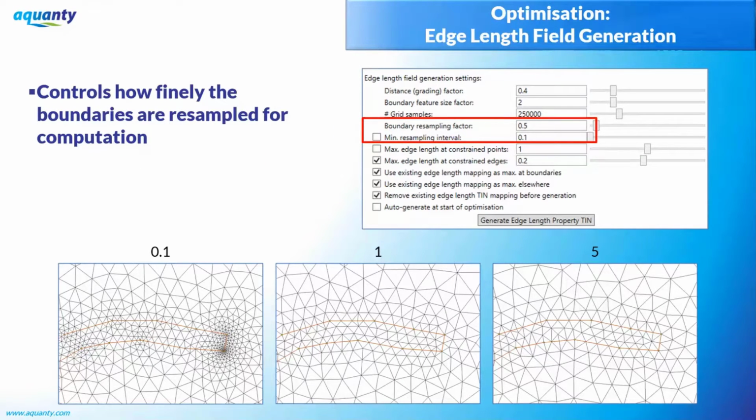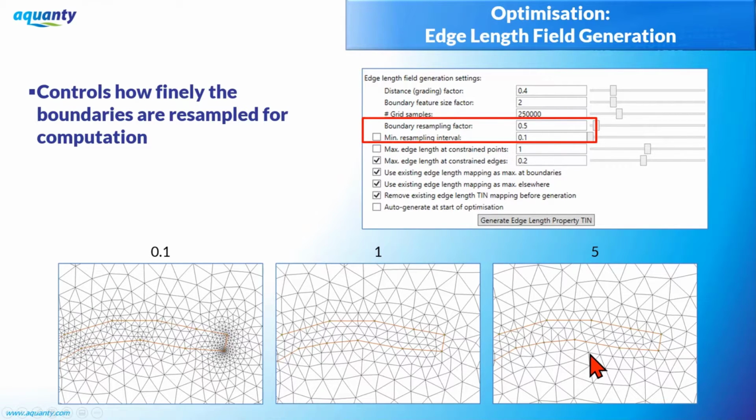Next, we have the boundary resampling factor. This controls how finely the boundaries are resampled for computation of local feature size in the edge length field generation process. This is a factor of the boundary line segment length. Smaller values will result in over-refinement along boundaries, particularly near tighter angles or in areas of congested geometry. Higher values may mitigate over-refinement along boundaries, but the resulting mesh should be checked to ensure that cell quality has not been compromised as a result of this.